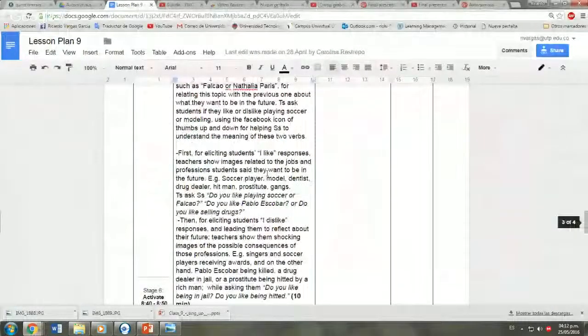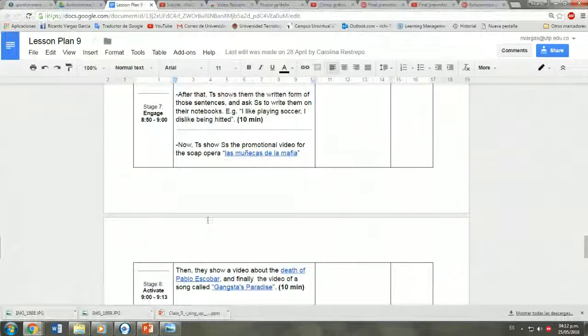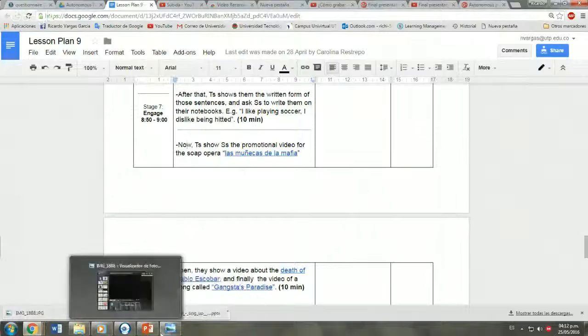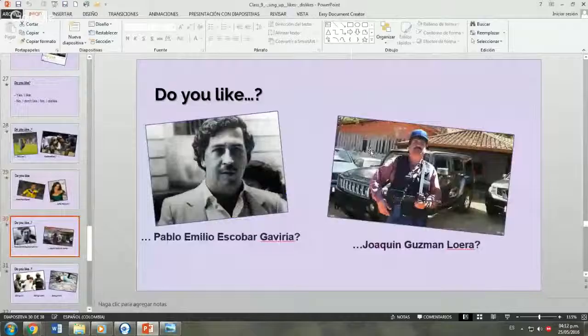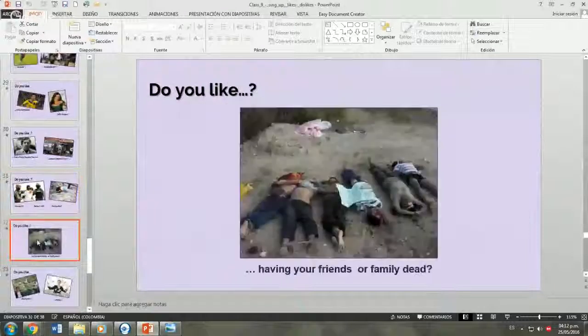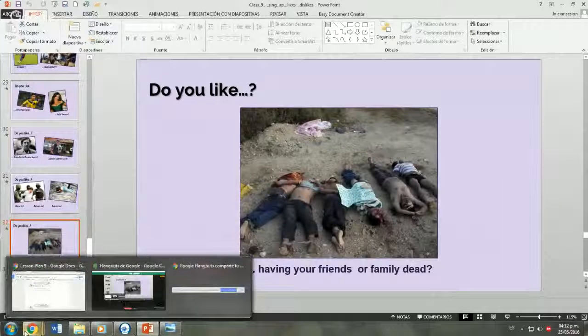And most important than that, we use this information for giving our students a message using videos from soap operas like Las Muñecas de la Mafia or music like Gangsta's Paradise. Also, as a reflection, considering the fact that some students were interested in the drug culture, like Pablo Escobar or Joaquin Guzman Loera, aka El Chapo Guzman, we wanted to give them some reflections for their lives to see if it was worth it or not to belong to that culture. So we included also a video about the death of Pablo Escobar, trying to give them the reflection about the effects or the consequences of following those kinds of styles of life.